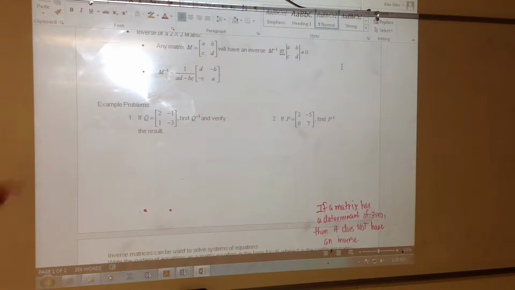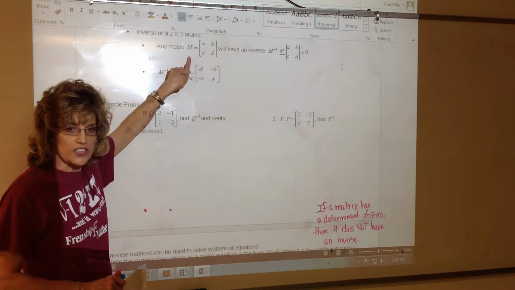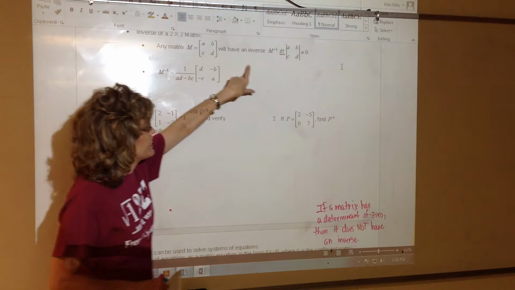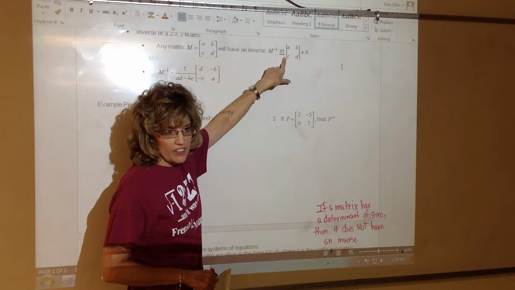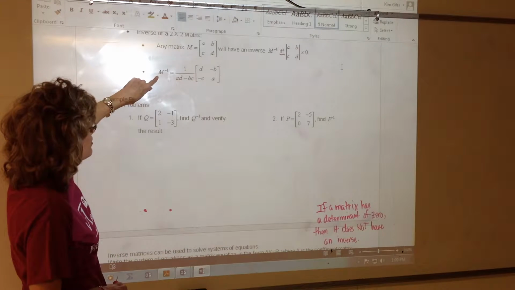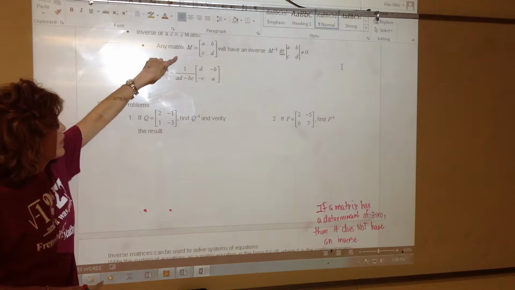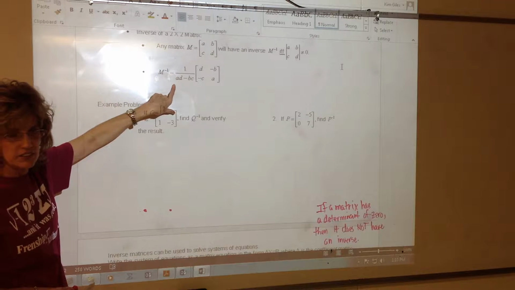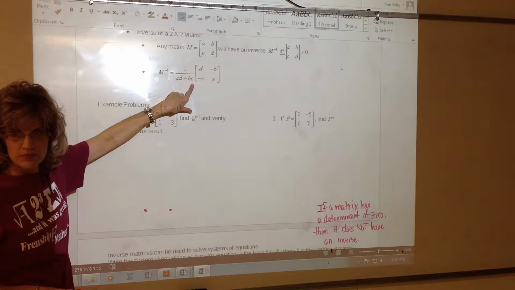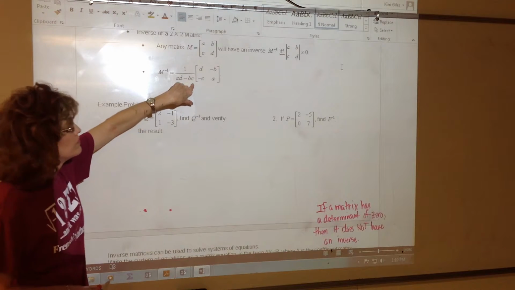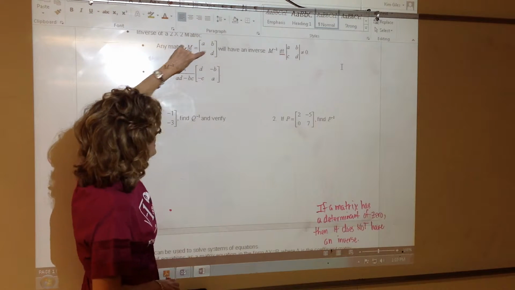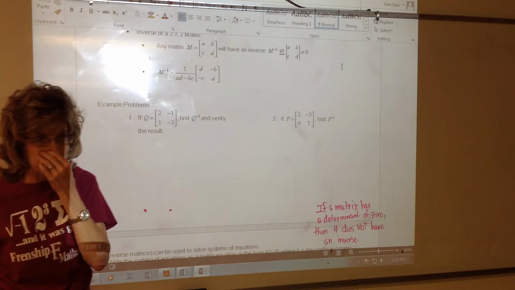Okay. So look at this. Any matrix M whose entries are A, B, C, D will have an inverse called M inverse if and only if the determinant is not equal to 0. So we talked about that. Here's the process for finding M inverse. You're always going to do 1 over, tell me what this is, AD minus BC. That is the determinant, right?